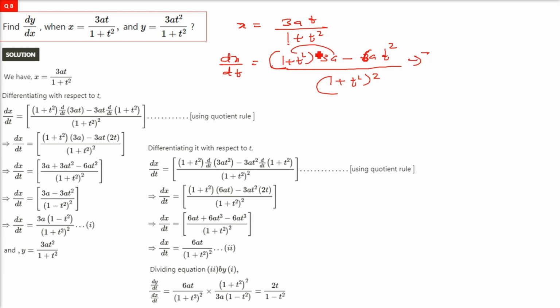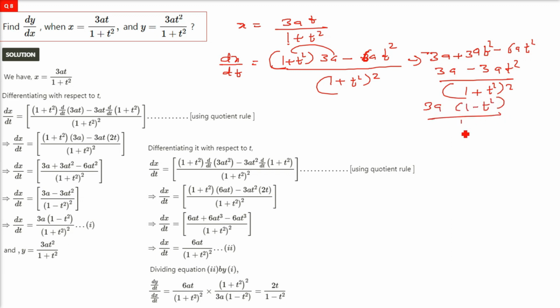You will get (3a + 3at² − 6at²) divided by (1 + t²)². So 3a + 3at² − 6at² is 3a − 3at². And in the denominator you have (1 + t²)². So dx by dt is this one. So minus 3at², you can take common also. You can take 3a common, you will get 3a(1 − t²) divided by (1 + t²)². Alright. (1 − t²) over (1 + t²)². This is your dx by dt, remember.